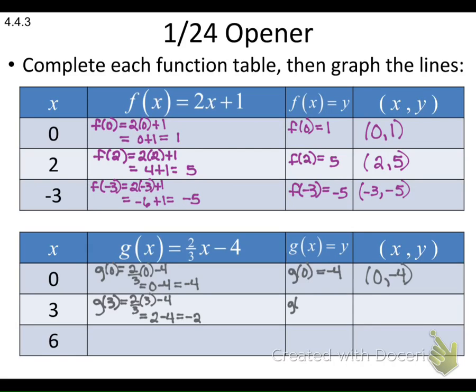Not G times 3. G of 3 equals negative 2. And then your ordered pair. 3 comma negative 2. All right, good. And the last one, Brendan.